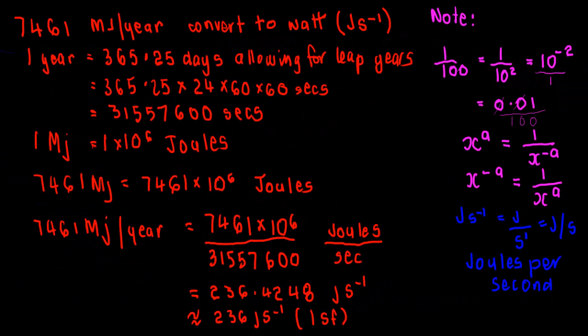7,461 megajoules per year. Convert this to watts. And a watt is a joule per second. Note that the M that I've got there, it's a capital M. I think it's a little j. Yeah, perhaps.